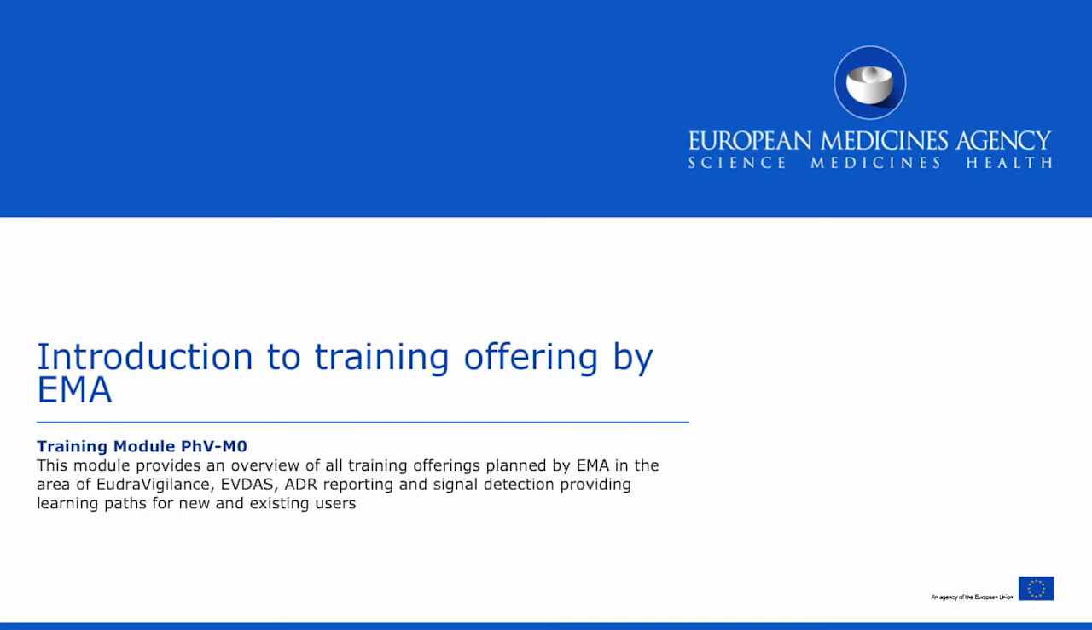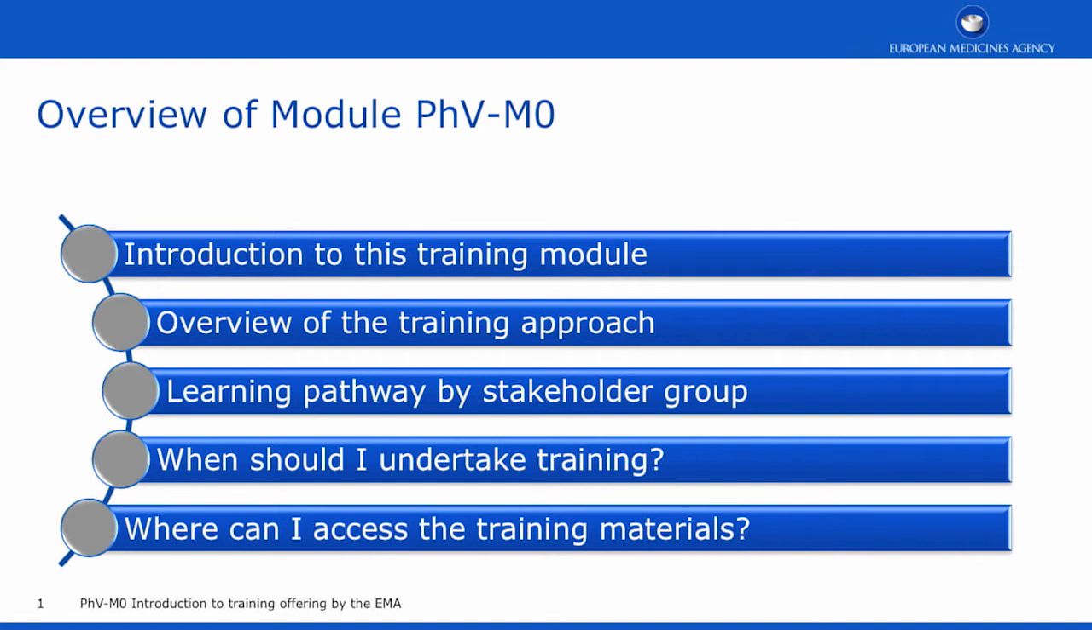Welcome to the Pharmacovigilance Training Module M0. This module is dedicated to the EudraVigilance training offering in advance of the launch of the new EudraVigilance system in 2017. The module will provide an overview of the EudraVigilance training offering planned by the European Medicines Agency to prepare users in the areas of EudraVigilance, EVDAS, ADR reporting, and signal detection, providing learning paths for new and existing system users. The module is organized around 5 sections, and we will start with a brief introduction to the module.